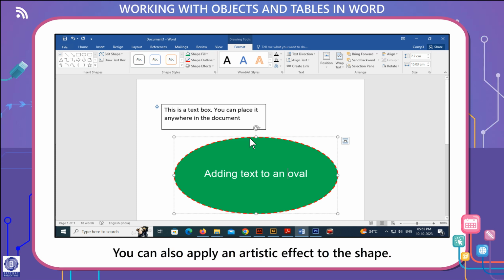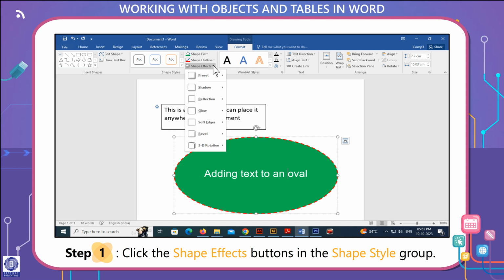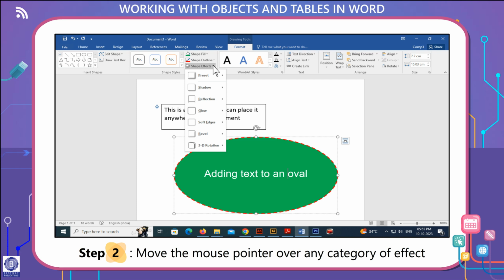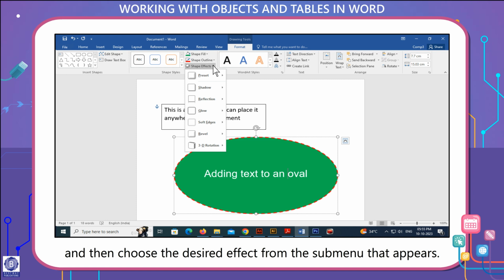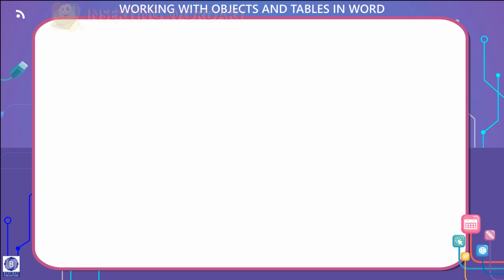You can also apply an artistic effect to the shape. To do so, follow these steps. Step 1. Click the Shape Effect button in the Shape Styles group. A drop-down menu appears. Step 2. Move the mouse pointer over any category of effect and then choose the desired effect from the sub-menu that appears.